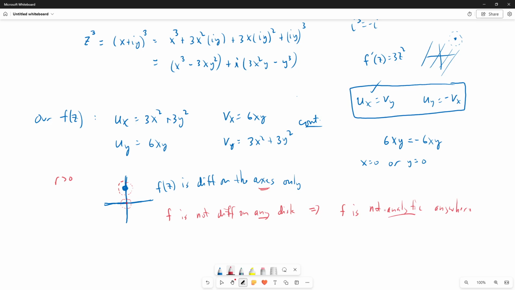Analyticity is a slightly stronger condition than differentiability. Analytic at a point means differentiable on a disk around that point. So that's a harder condition to meet. And this simple polynomial type function with continuous partial derivatives is differentiable only at infinitely many points, but in no disk. And so it's not analytic anywhere. So f is nowhere analytic.